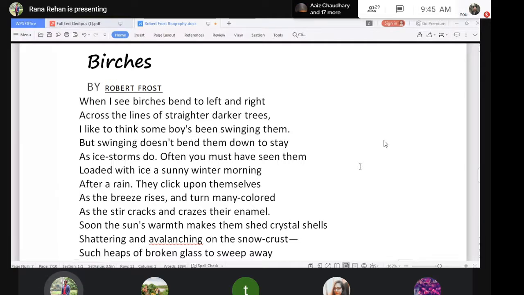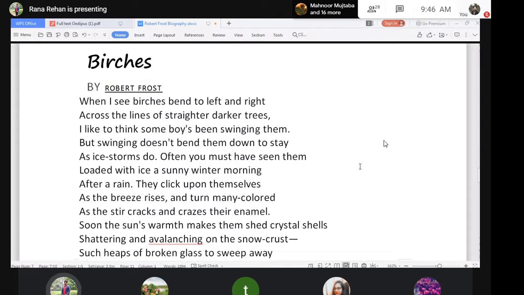They click upon themselves as the breeze rises. Because it is morning when he wakes up, he sees that the breeze blows, or the breeze rises. Now you can see that they click upon themselves. The trees click upon themselves, the snow falling and clicking on the top of that tree, because they do not have any more place or space to stay over there, since the trees are already loaded with snow.